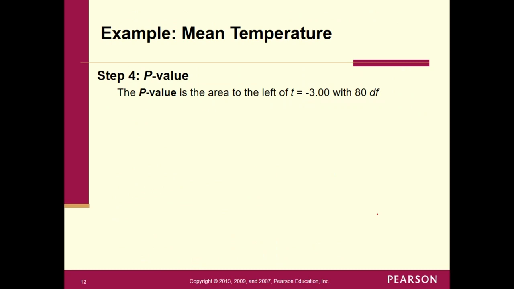The p-value is the area to the left of t, which was equal to negative 3, with 80 degrees of freedom. Okay, so why did I say left of t? Well, because we have a less than sign in the alternative, so we have a left tail test, don't we? We have a left tail test.